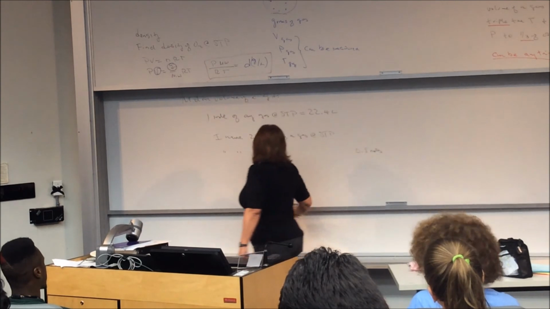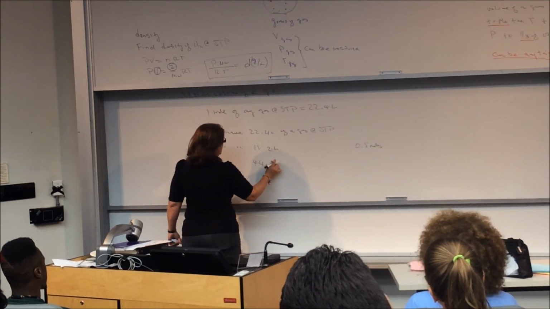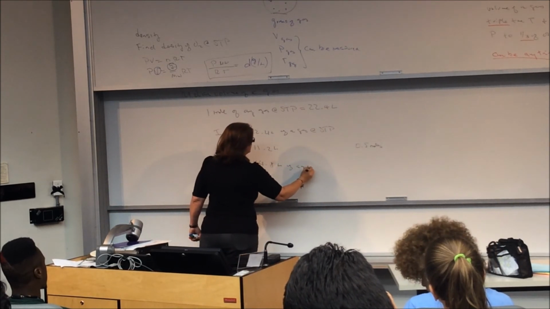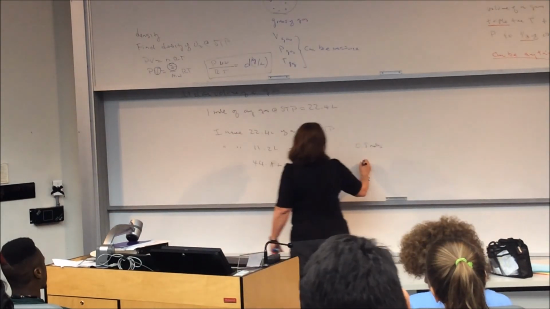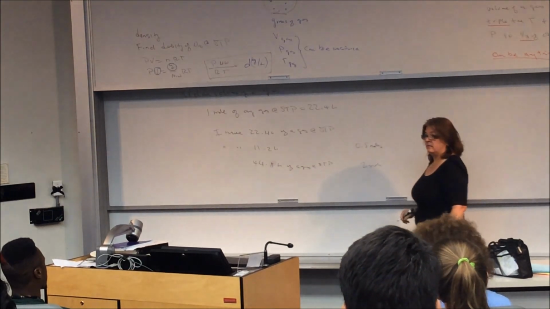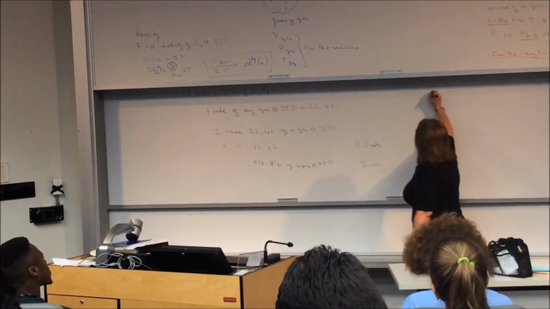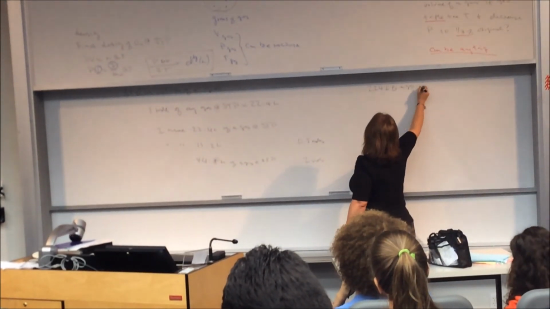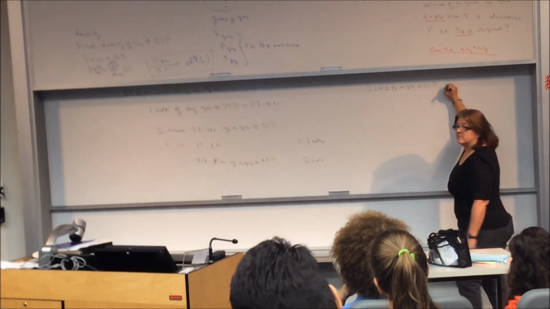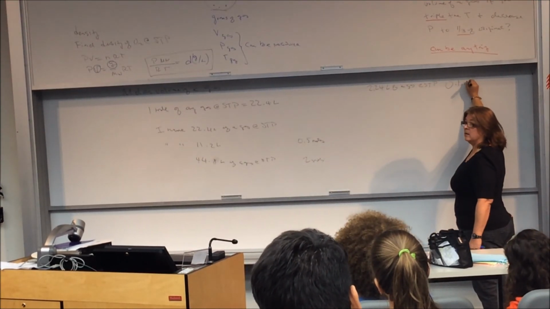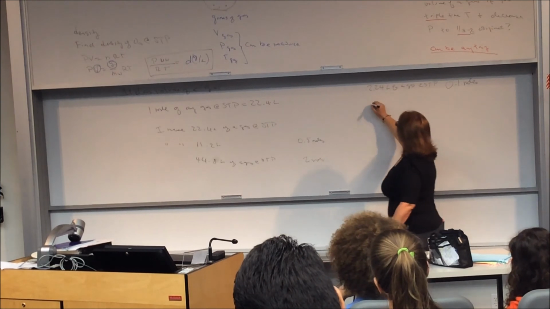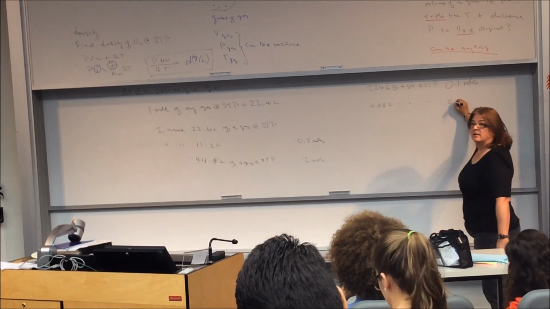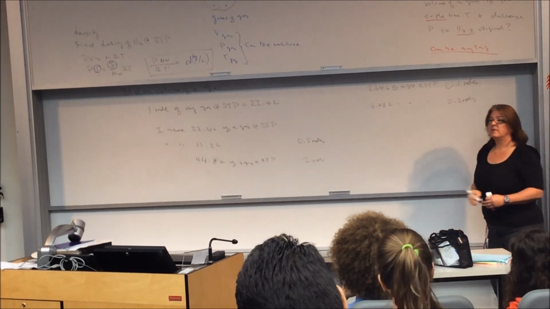How about this? How about if I have 44.8 liters of a gas at STP? 2 moles, right? Okay. How about if I had 2.24 liters of a gas at STP? 0.1 what? Good. How about 4.48 liters of a gas at STP? 0.2 moles. Beautiful.